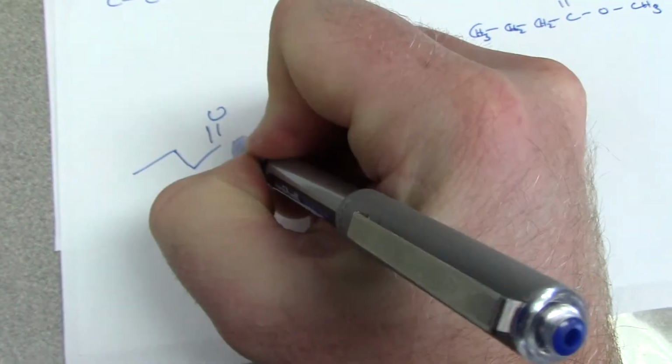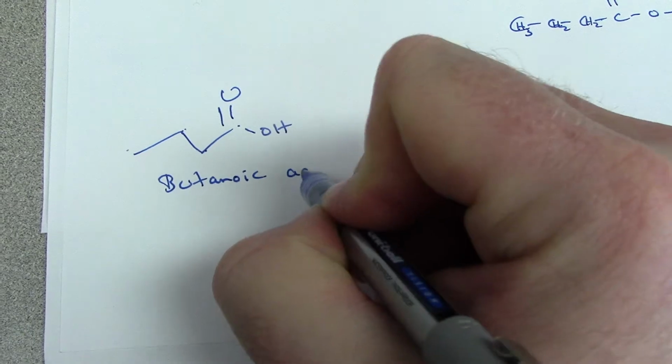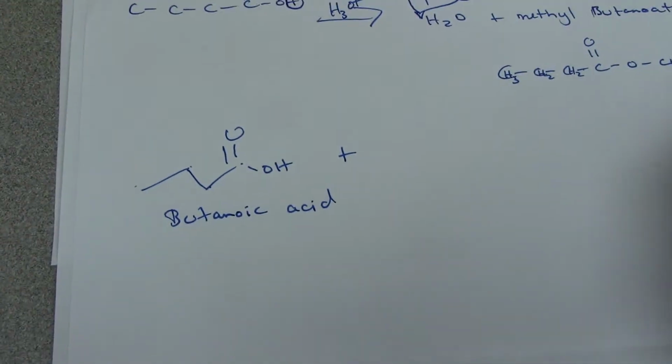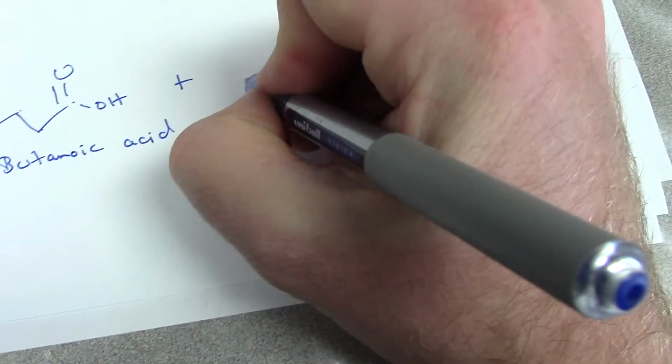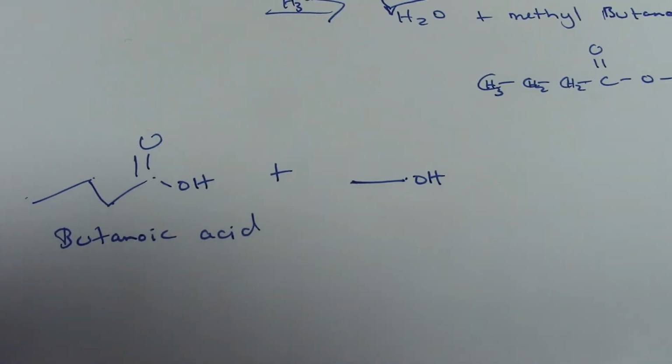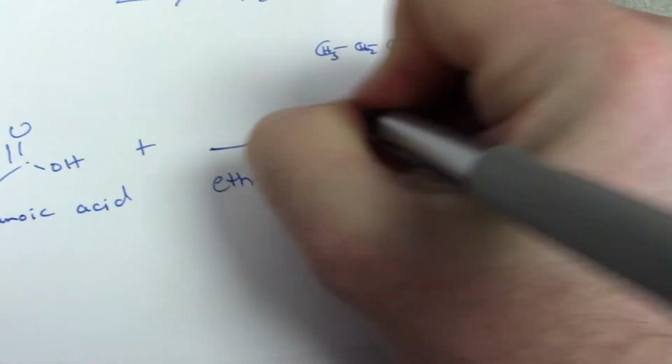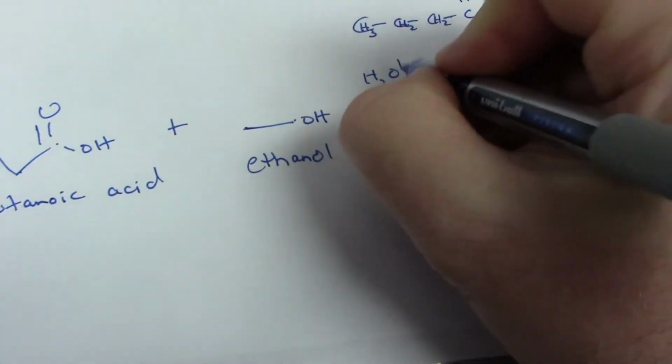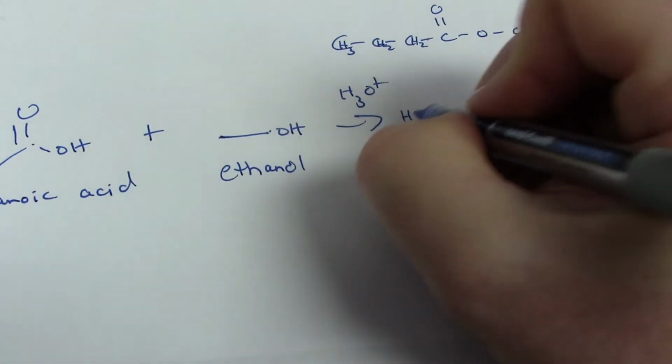All right, so let's say we have this one. So 1, 2, 3, 4, that's butanoic acid. This is 1, 2 carbons. Okay, so that is ethanol. Use a strong acid. We're going to produce H2O.